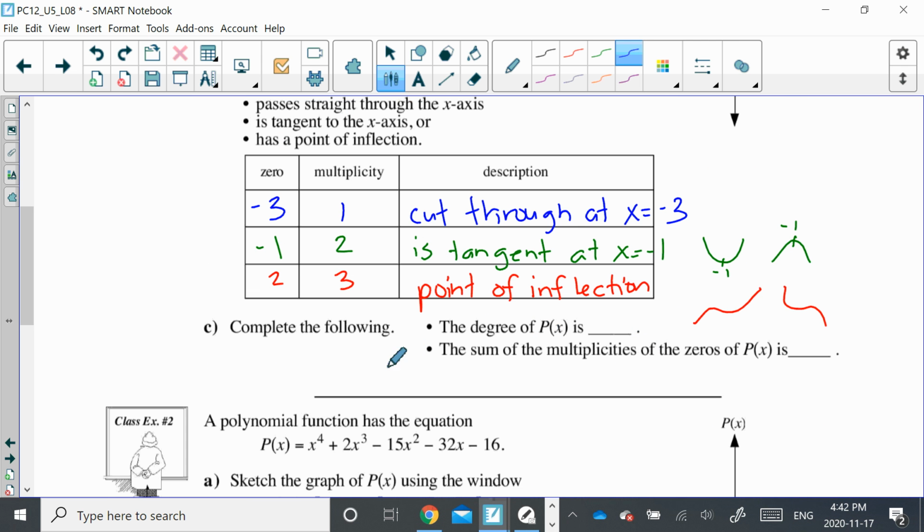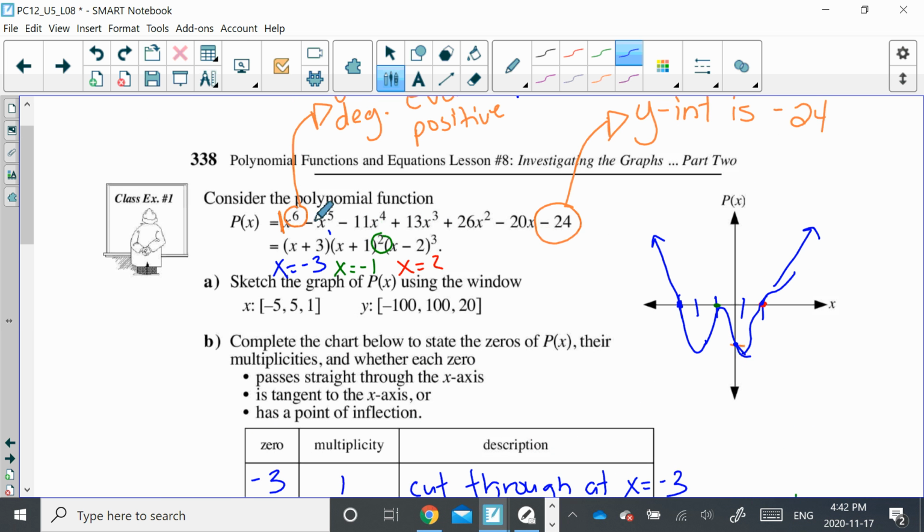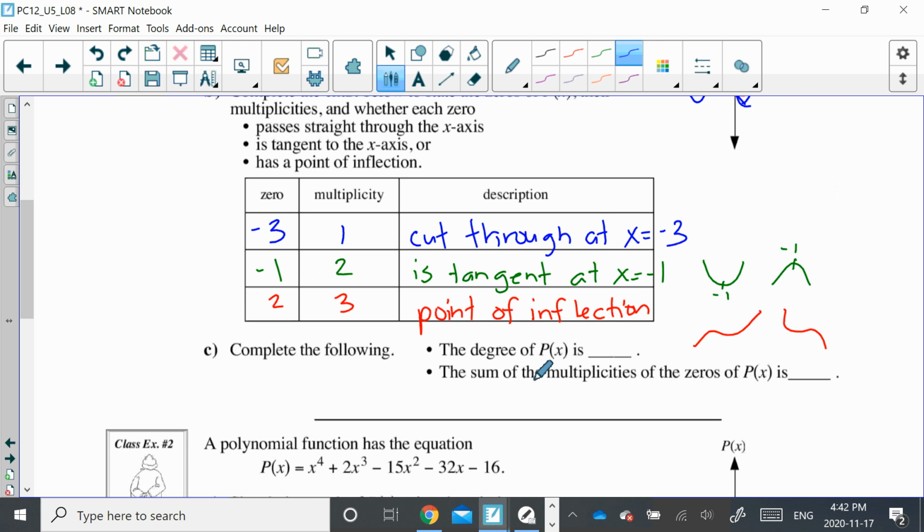Complete the following. The degree of this polynomial function is, again, I could get my degree from here, which is a 6th degree, or I could add up 1 plus 2 plus 3, which gives me 6. The sum of all the multiplicities of the zeros is going to equal the degree. So 1 plus 2 plus 3 is equal to 6.